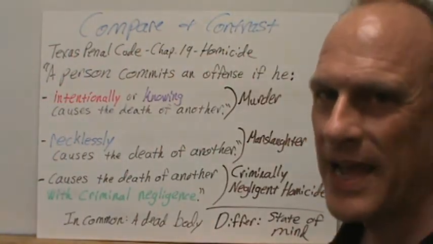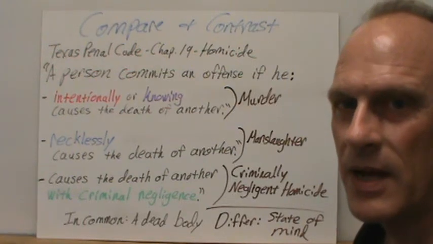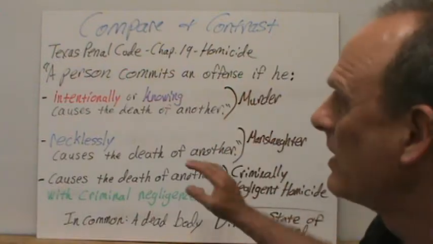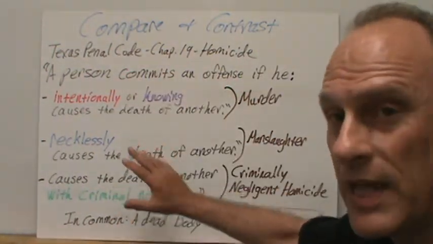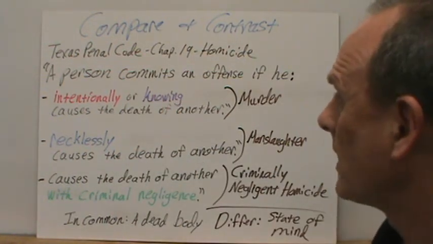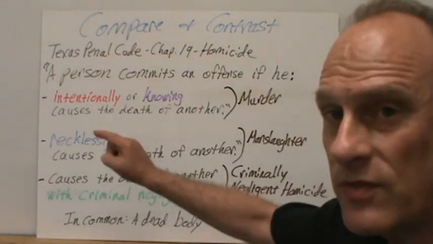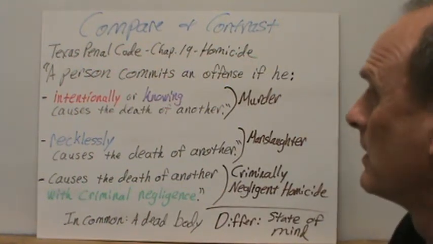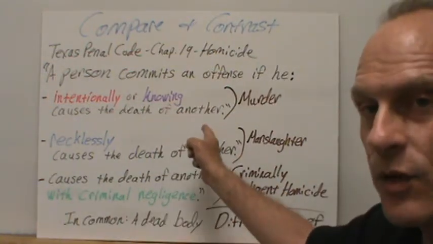Let's see how these play out now. Texas has not adopted the Model Penal Code, but it follows this system of setting out blameworthiness. We're going to use the Texas murder statute, and the homicide statutes generally, not just murder. They say, word for word, a person commits an offense if he, what? The murder statute says if he intentionally or knowingly causes the death of another.